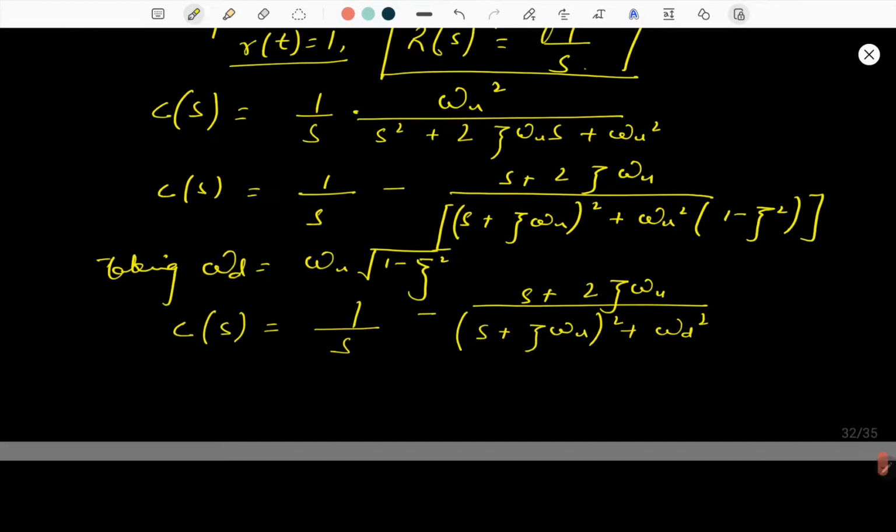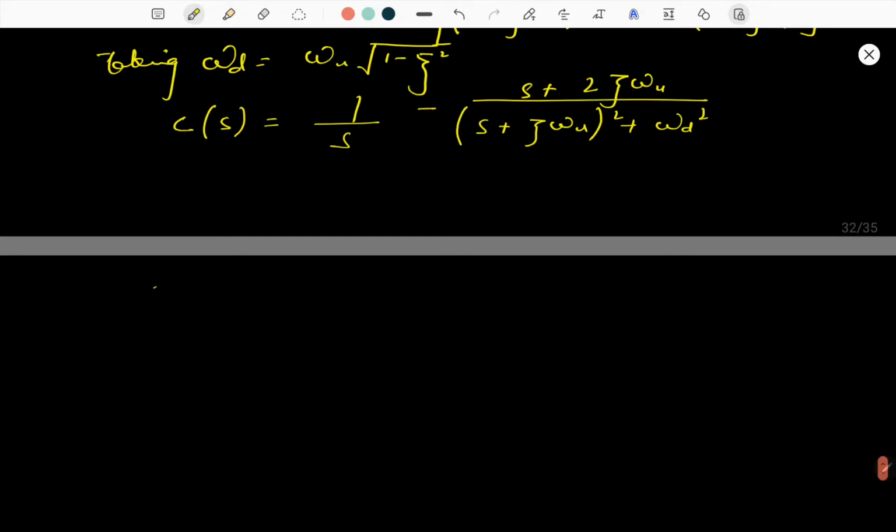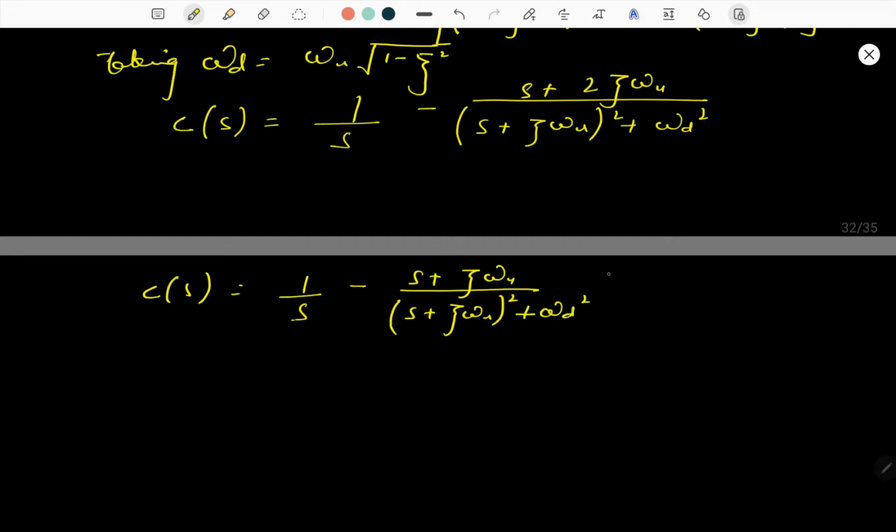All right, so we can rewrite the above equation as C(s) equals 1 upon s minus (s plus zeta omega n) divided by (s plus zeta omega n) whole square plus omega d square, minus zeta omega n upon omega d into omega d upon, again the same terminology, (s plus zeta omega n) whole square plus omega d square.